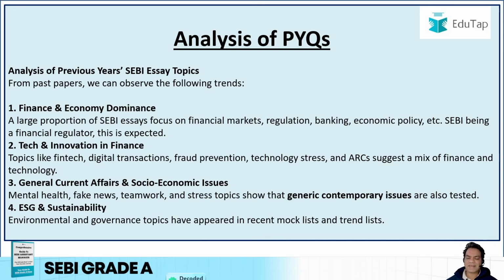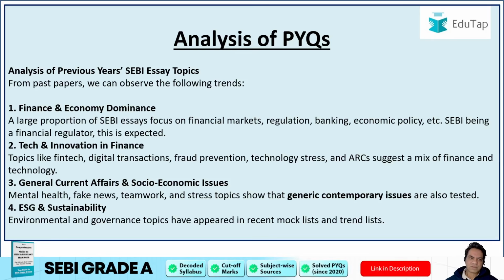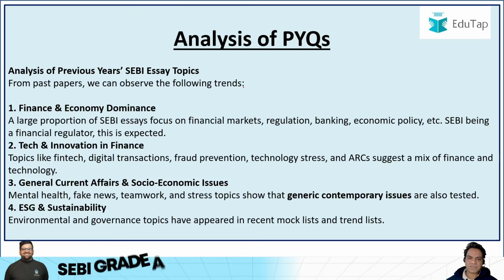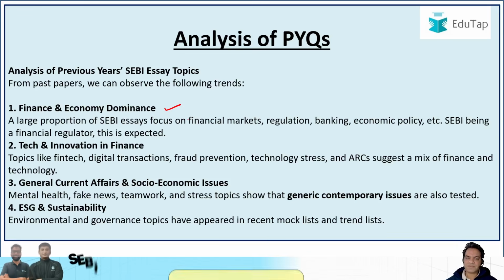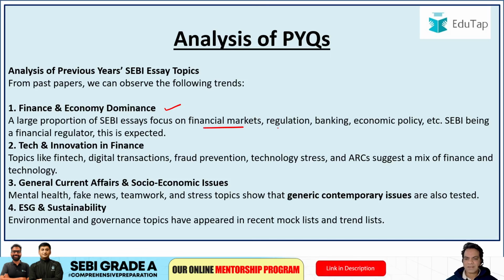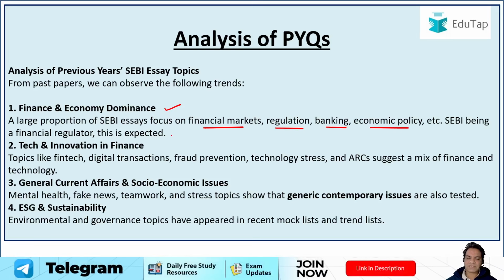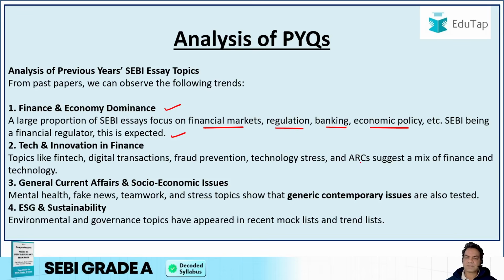Now guys, what can we analyze from these topics? What is the analysis of the previous year questions? As we analyze these previous year SEBI topics, we can observe the following trends. First vertical, which is very frequently seen, is finance and economy dominance in the topics. A large proportion of SEBI essay topics focus on financial markets, regulation, banking and economic policy, etc. Now SEBI being a financial regulator, this is obviously expected. Second, tech and innovation in finance: topics like fintech, digital transactions, fraud prevention, technology stress and ARCs, asset reconstruction in companies, suggest a mix of finance and technology based topics in the essays.